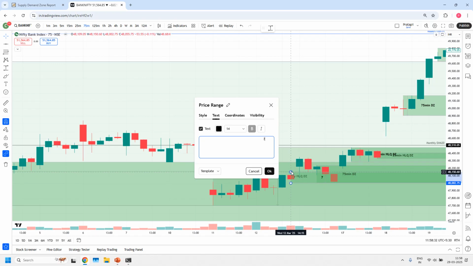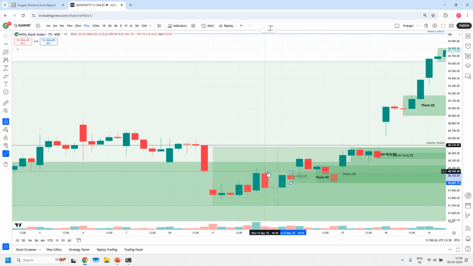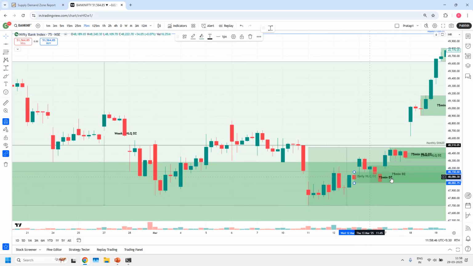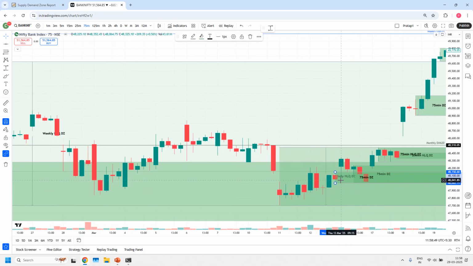Sorry, this is a 75 min demand zone, a normal demand zone. But from this zone again another zone is created. Probably this zone will get high liquidity characteristics, because new order flow will be added. But as of now, the software did not identify this as high liquidity. Maybe in future it may identify.